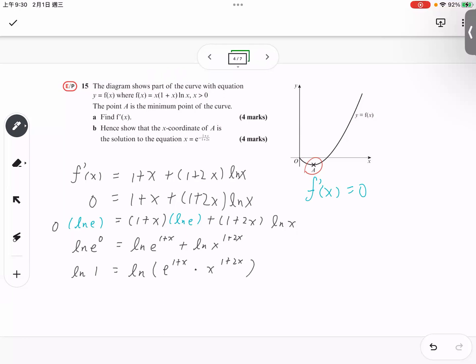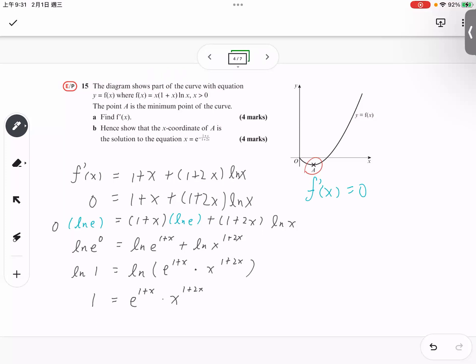And so we can form log 1 is equal to log of e to the 1 plus x times x to the 1 plus 2x. And then what can we do? Because log is a continuous function, we do not consider log for both sides now. So we have 1 is equal to e to the power 1 plus x times x to the power 1 plus 2x. Okay, so we are really close to the answer.